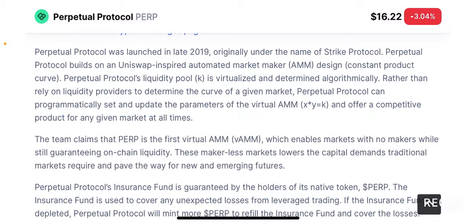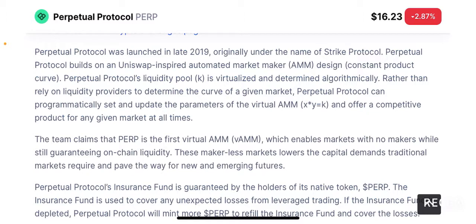And it's a protocol that builds on a Uniswap-inspired AMM, which means it's a platform that has gathered a lot of inspiration from Uniswap to build an automated market maker similar to that of Uniswap, but completely with a different kind of equation and all that, right?